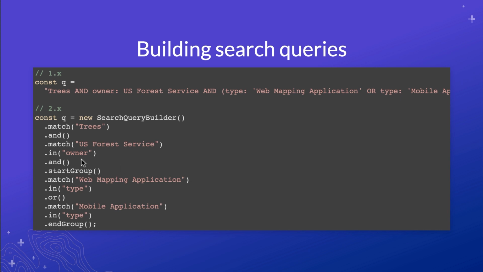So as you can see, you can have a match in a specific property. So .match US Forest Service in owner is equivalent to specifying that the owner has to be US Forest Service, as well as start group and end group work as creating a group with a parentheses around it. So it definitely makes things a little more explicit and less manual string management.